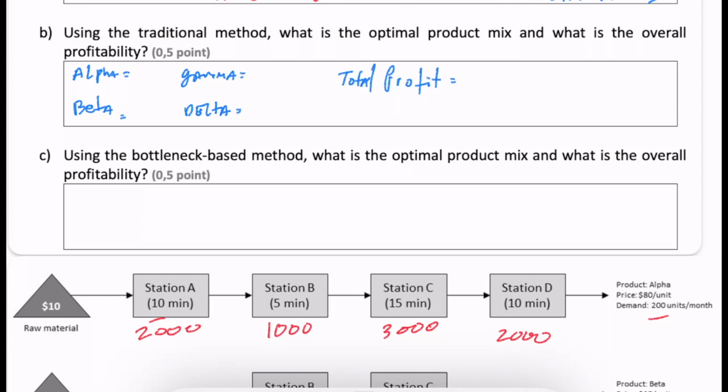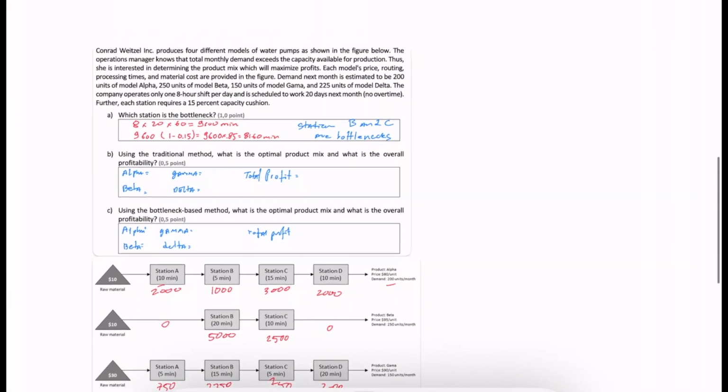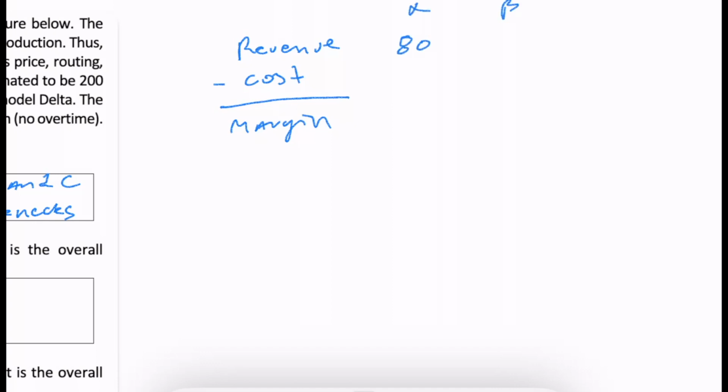That's the same thing we need to have for question C. The first thing we need to do is figure out our margin. Our revenue minus cost equals our margin. How do we solve that? We just build a table with our revenues for each one of the products, alpha, beta, gamma, and delta, with those costs.